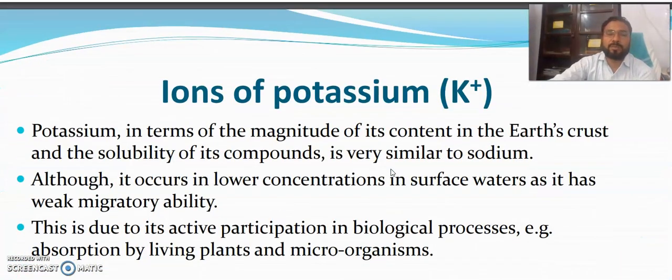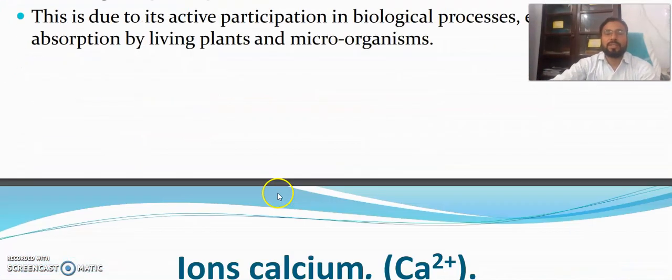Now, ion of potassium. Potassium, in terms of the magnitude of its content in the earth's crust and the solubility of its compounds, is very similar to sodium. My friend, it occurs in lower concentration in surface water as it has weak migratory ability. This is due to its active participation in biological processes, absorption by living plants and microorganisms.